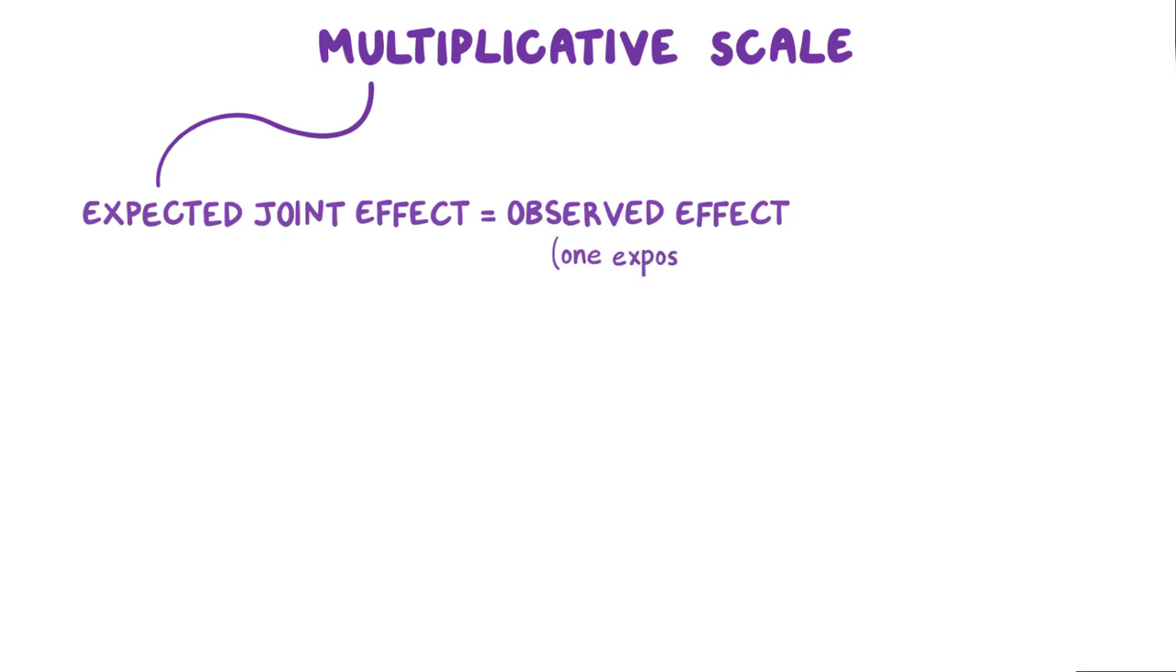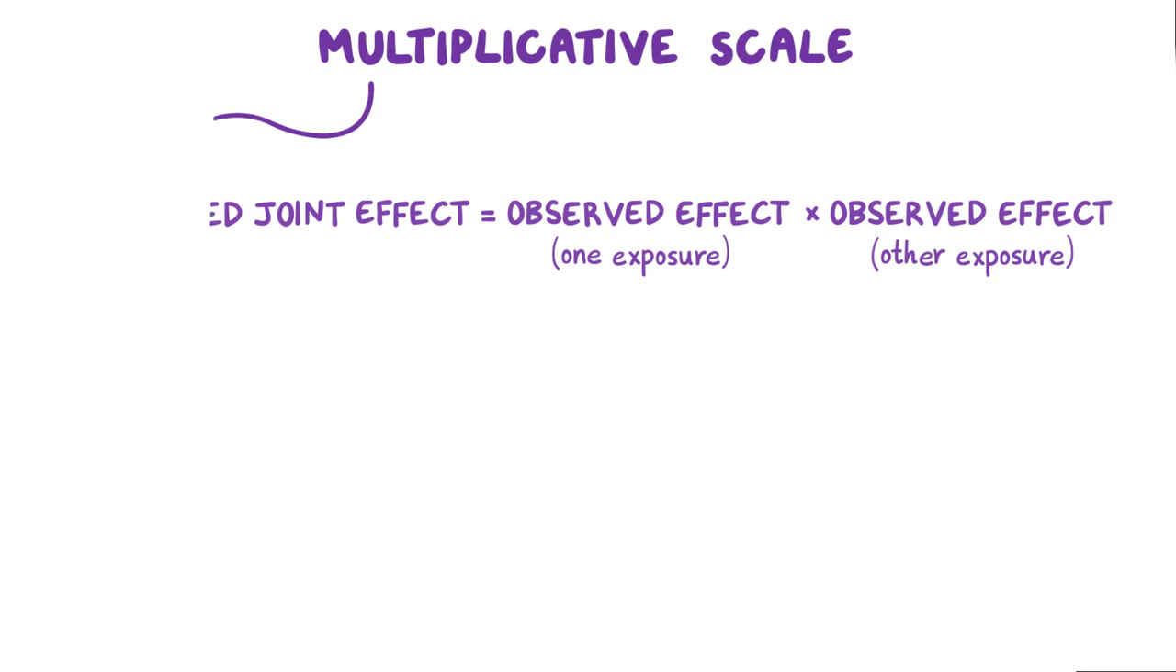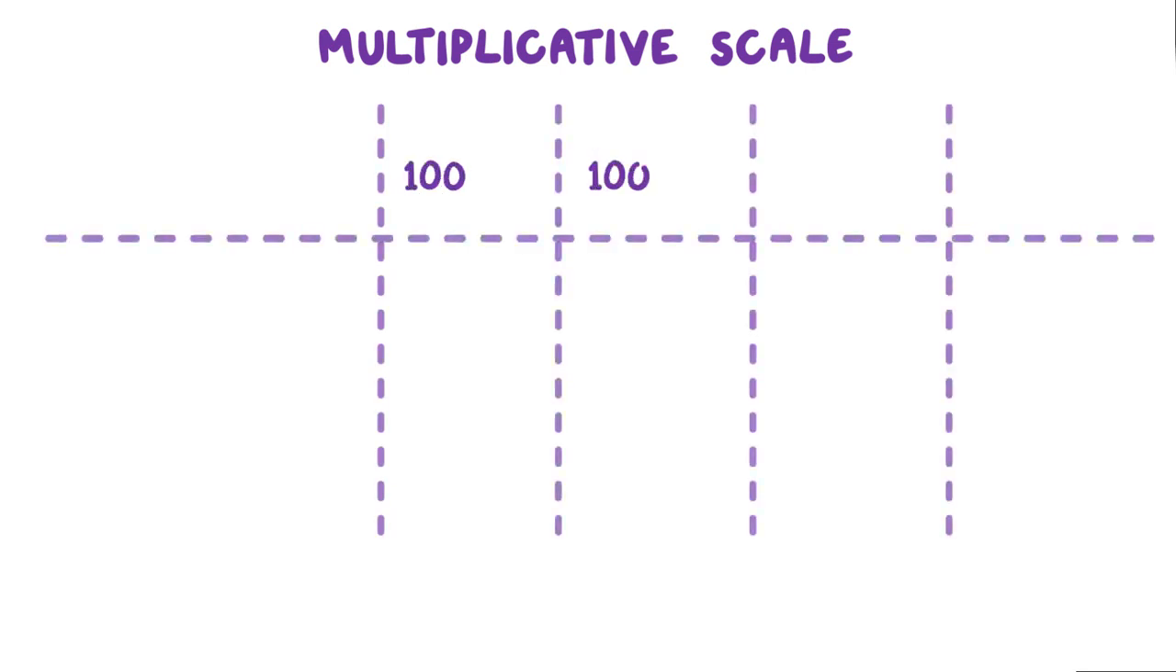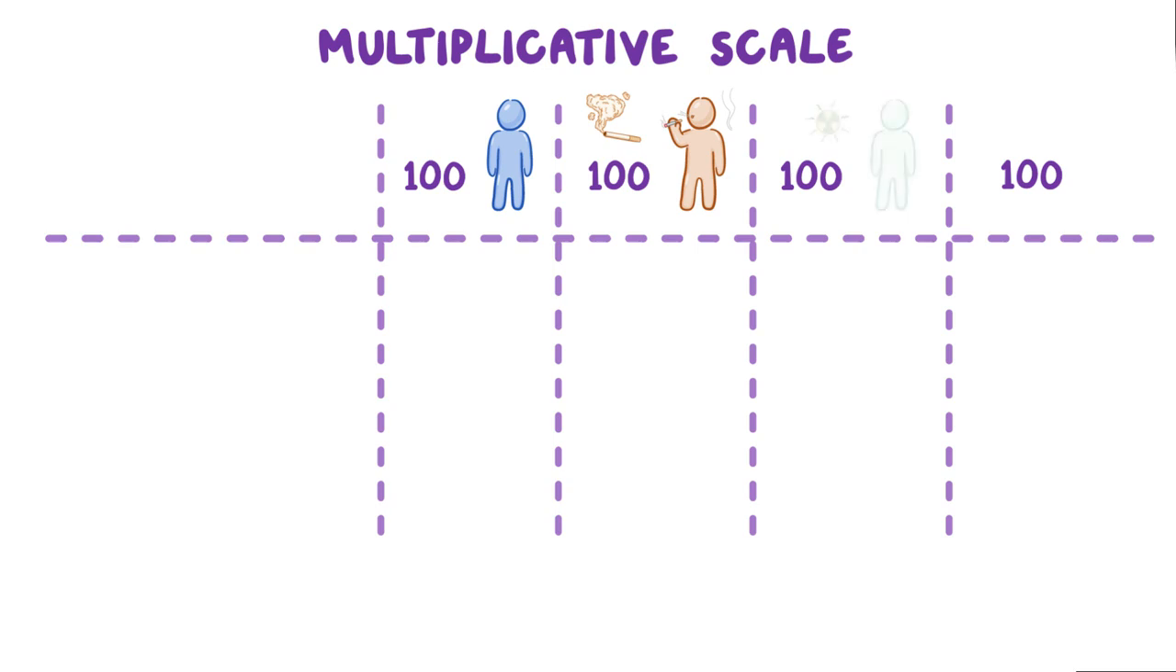Using the multiplicative scale, we can get the expected joint effect from multiplying the observed effect of one exposure by the observed effect of the other exposure. For example, let's say we want to see if there's a multiplicative interaction between smoking and radon exposure, and we observe 4 groups of people with 100 people in each group. Those groups are people that have neither exposure, people that do smoke but aren't exposed to radon, people who don't smoke but are exposed to radon, and people who have both exposures, which is the observed joint effect.